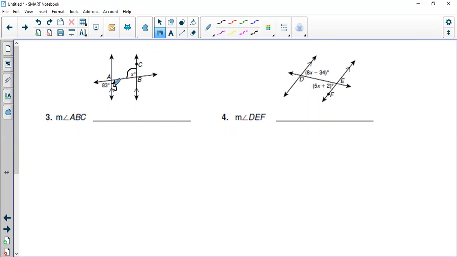You have to go a step forward sometimes to find the answers for these questions. So let's name this as angle Y. So first let's find the measure of angle Y. How do you find that? We can say 83 degrees plus Y equals 180 degrees.